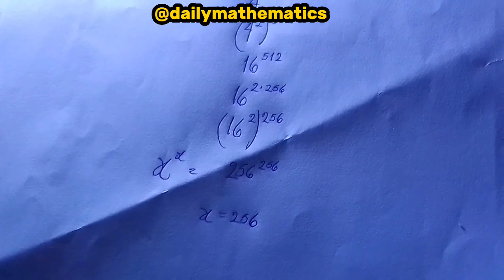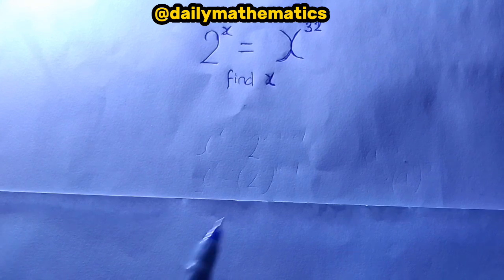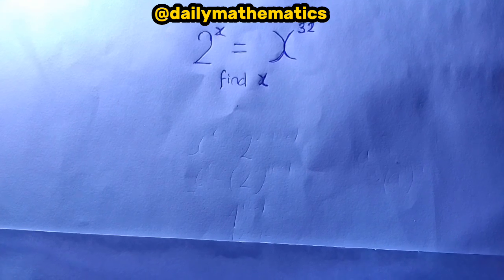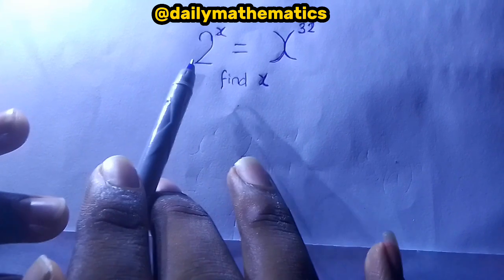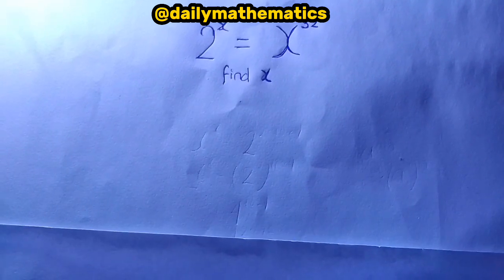So we're now going to our question that we have here. Coming to the question, we have 2 raised to the power of x equals x raised to the power of 32. The first thing we're going to do is, we have 2 here and we have 32 here. We have x here and we have x here. How do we bring them together?